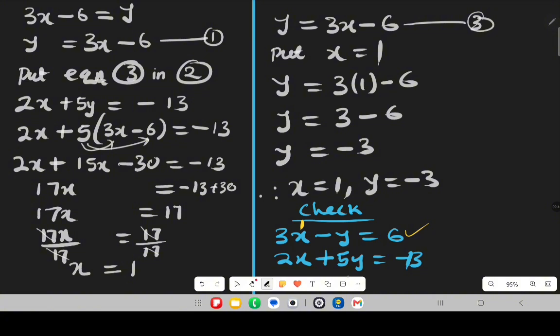We put it in equation 2. If we put 1 here in place of x, it becomes 2. We put minus 3 in place of y, it becomes minus 15. 2 plus minus 15 gives us minus 13. So our answer is correct.